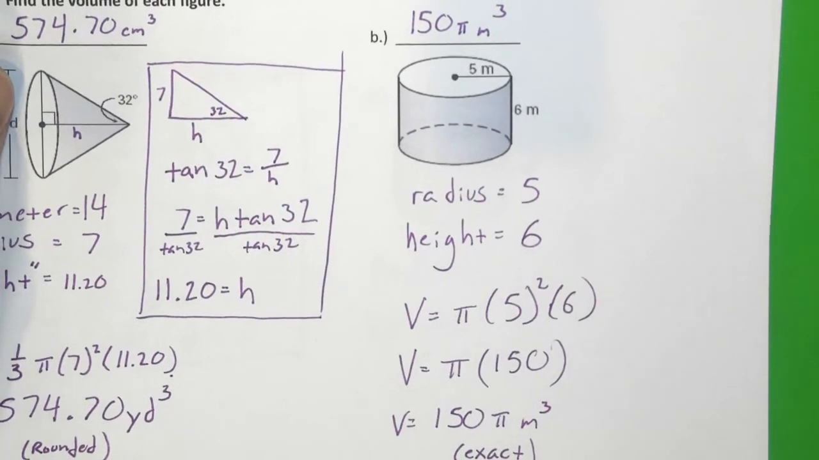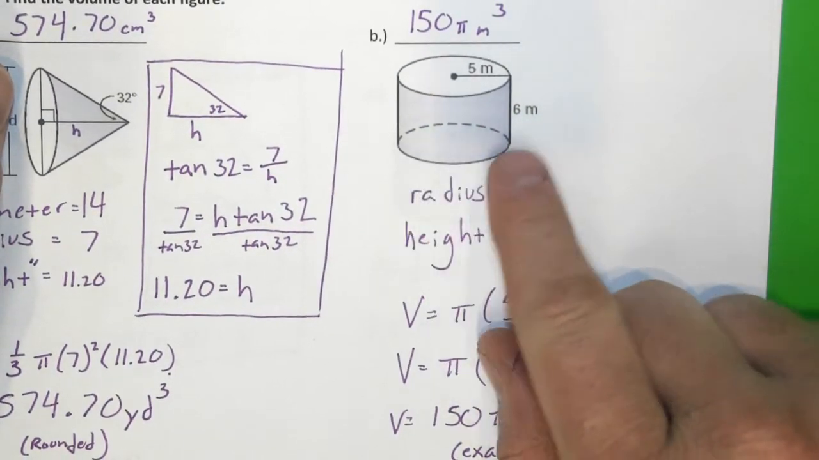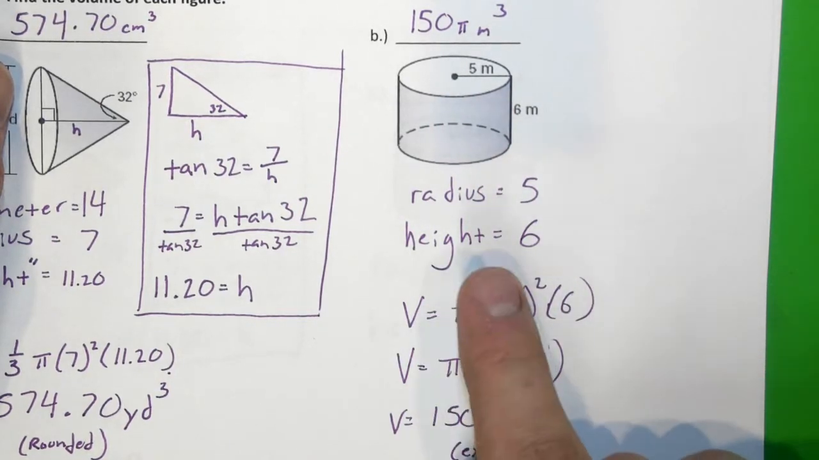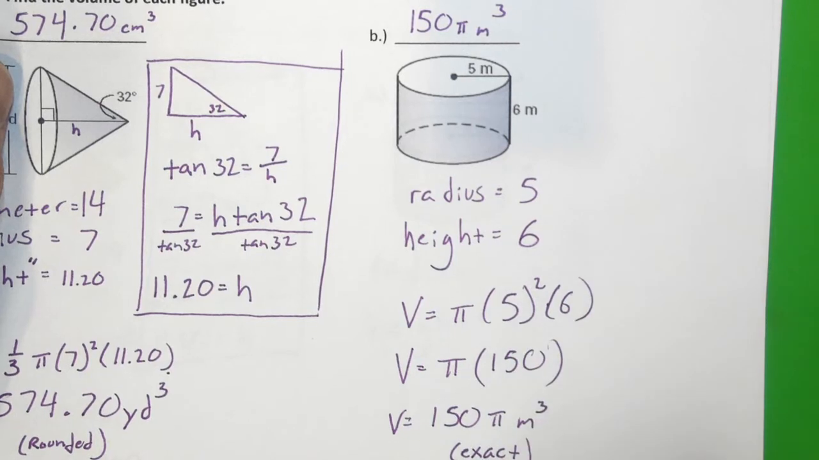Here's the answer for you right here. What we have is a radius of 5 that is given to you and a height of 6 which is given to you. We're going to use pi r squared for our base, and then we're going to multiply it by the height, which is going to be 6.